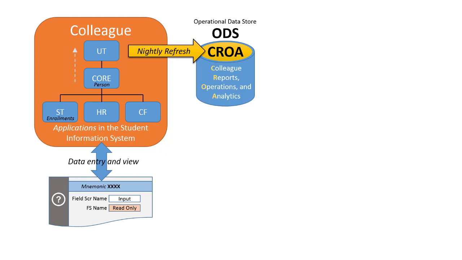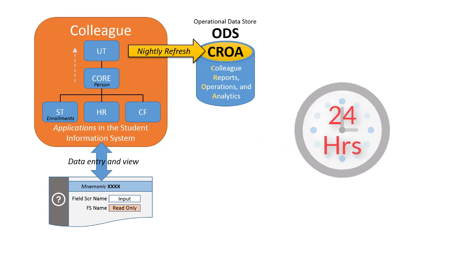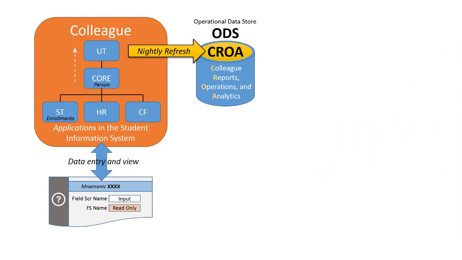Each night, an automatic process updates CROA for any changes made in the Colleague database. The information in CROA, therefore, is not real time, but approximately one day behind reality. That is important to remember when trying to match your reports against Colleague. If the data changed in the last 24 hours, your data won't match. But that doesn't necessarily mean your report was created incorrectly. You just need to wait 24 hours and test it again.